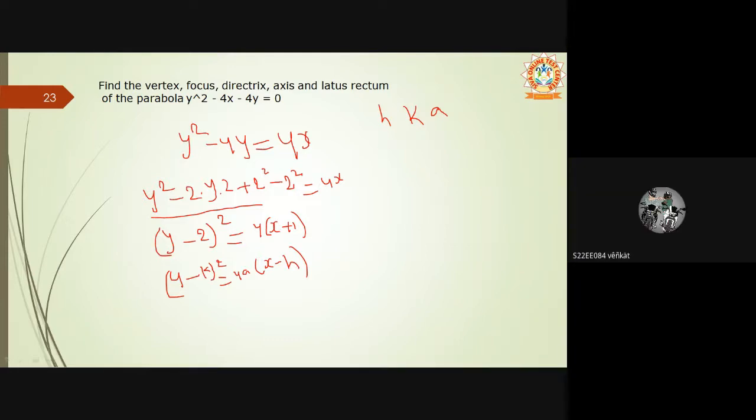K is equal to 2. Very good. H is equal to minus 1. A is equal to 1.